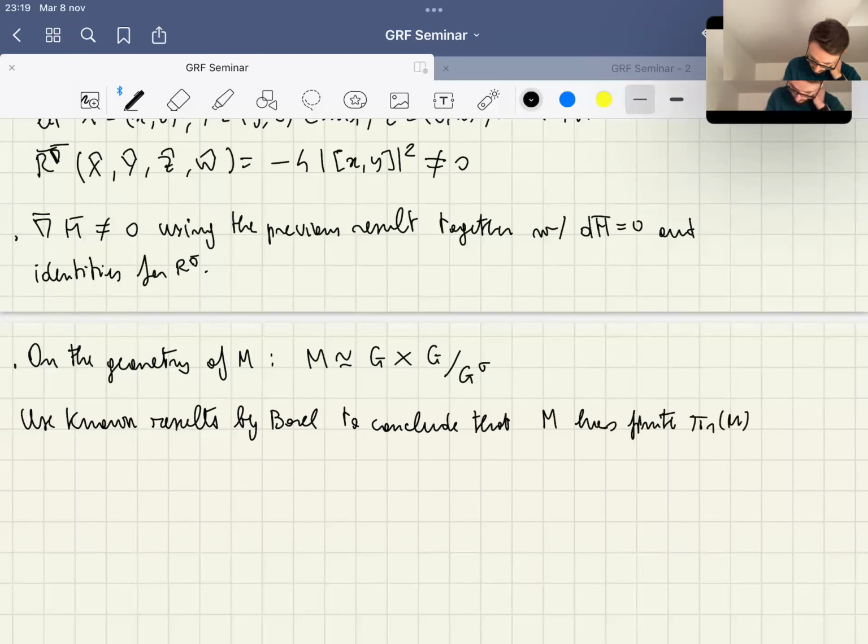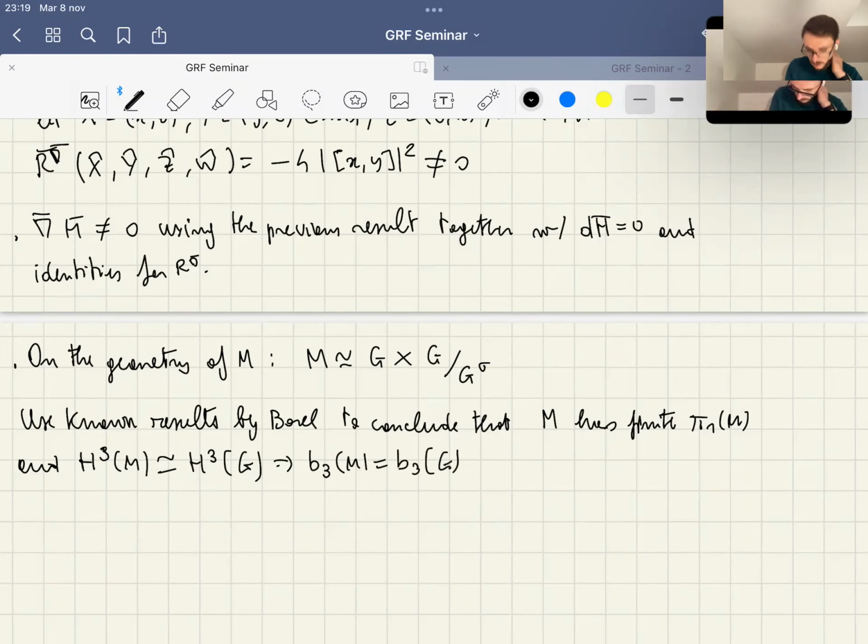first fundamental group and that the third cohomology group of M is isomorphic to the third cohomology group of the Lie group G. And so in particular, this tells you that the third Betti number of M equals the third Betti number of G. And so again, if G is simple, you will get that this one is equal to 1, and so the manifold won't split. Otherwise, you will show that the manifold splits up to a finite cover, as I said before in the statement.